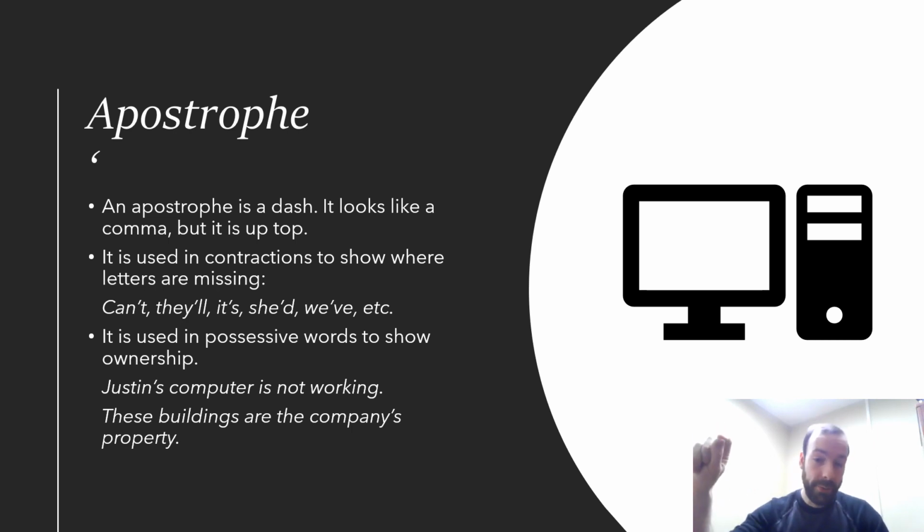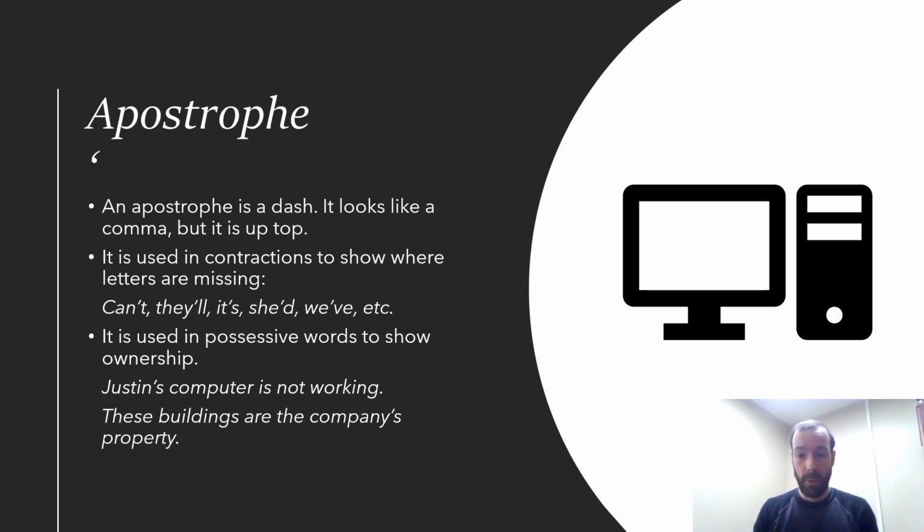And we put a little apostrophe to show where the W and the I are missing. It's is short for it is, she'd is short for she would, we've is short for we have, and wherever the letters are missing, that's where the apostrophe goes. The other place we use apostrophes is in possessives. These are words that show ownership, okay?